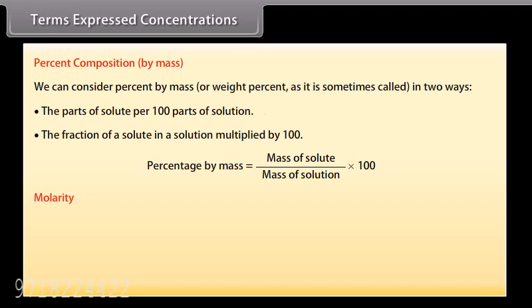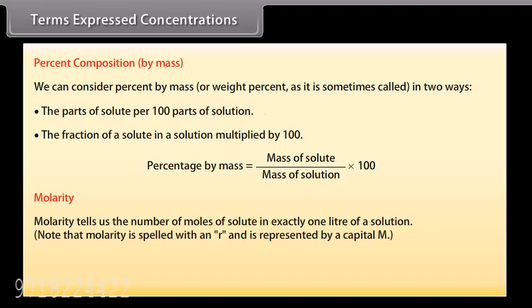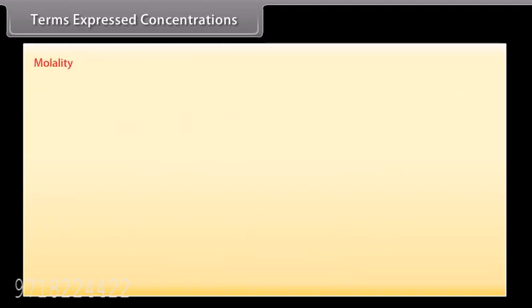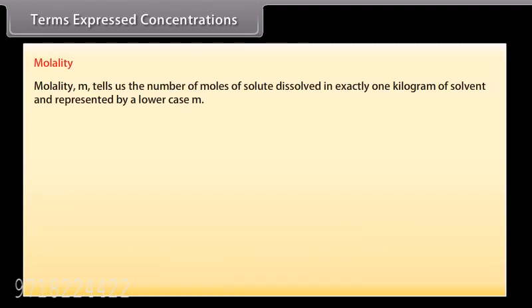Molarity. Molarity tells us the number of moles of solute in exactly 1 liter of solution. Note that molarity is spelled with an R and is represented by a capital M. Molarity is equal to moles of solute upon volume of solution, liter. Molality. Molality tells us the number of moles of solute dissolved in exactly 1 kilogram of solvent and represented by a lowercase m. Molality is equal to moles of solute upon mass of solvent, kilogram.